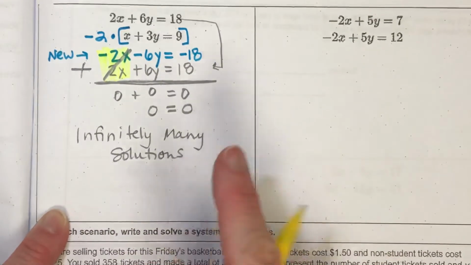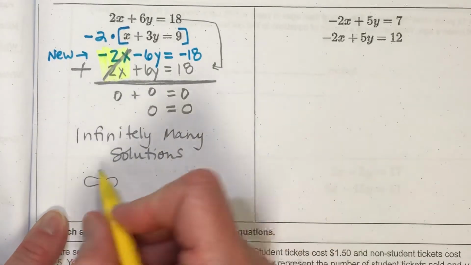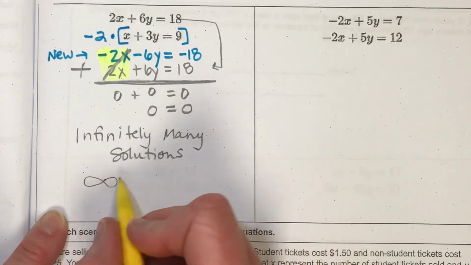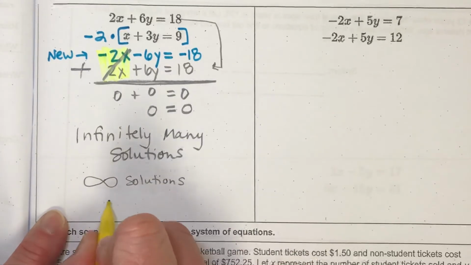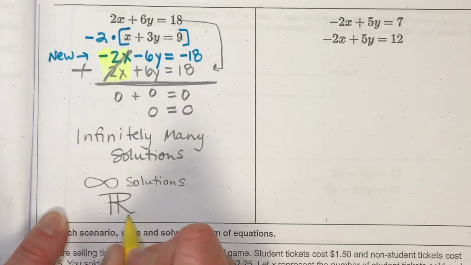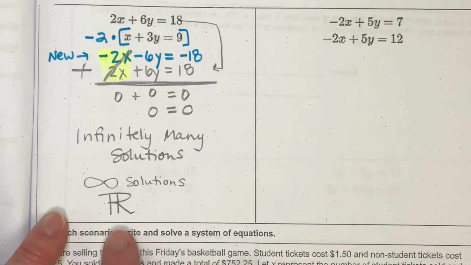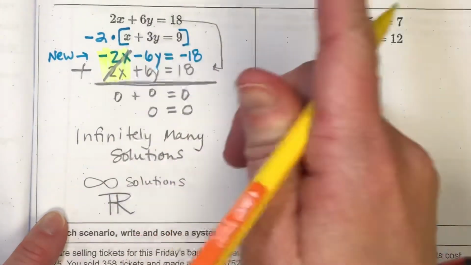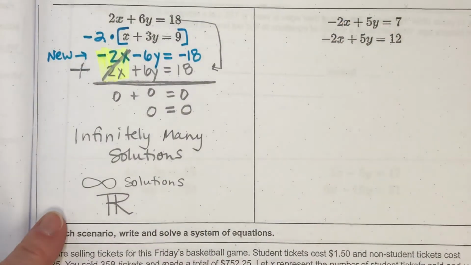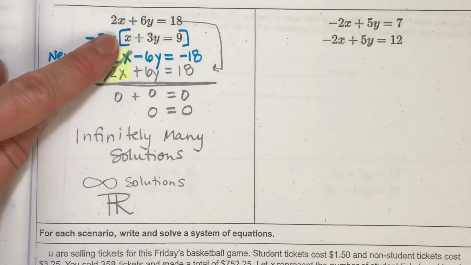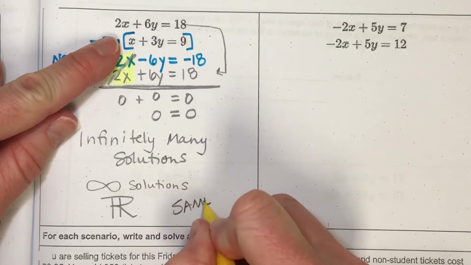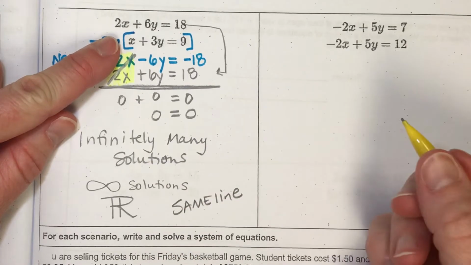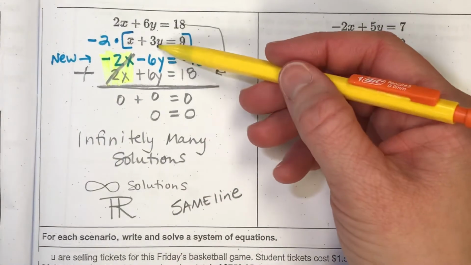You might see this symbol written down on your homework keys, if you've ever seen that symbol before, meaning infinite solutions. You also might see a symbol like this, which means all real numbers, meaning you can plug any number you want in, and that point will work for these two functions. So what happens is, if you were to actually graph these functions, they are the same line. So any point on the line would be the same point for this line.